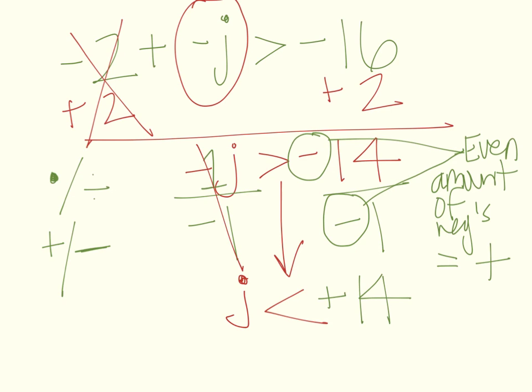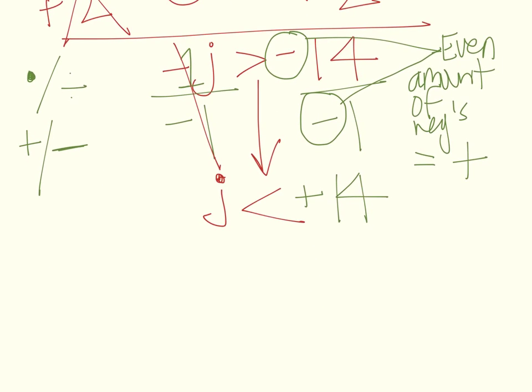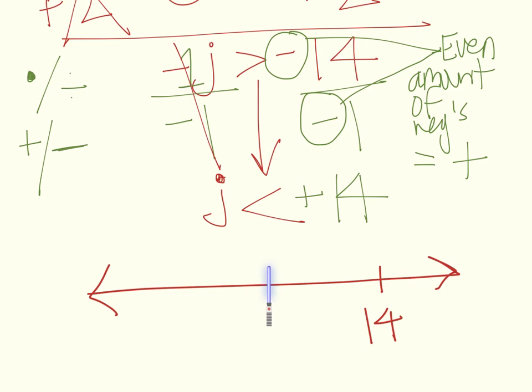Now when you graph this, you have a graph that looks something like this. Here's 14. Is my solution going to be open or closed? Remember, if it doesn't have an equal sign on the bottom, the solution is open. So my solution is open. And in what direction is the arrow pointing? To the left. So I'm going to shade to the left.